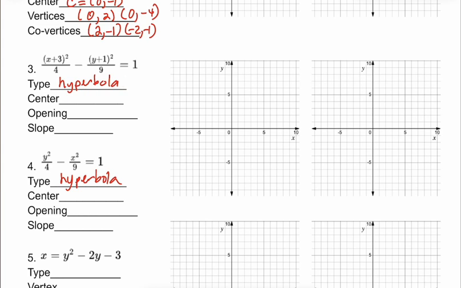Those are hyperbolas. The centers of both of those are very nice to do. Now let's start with number 3. The center is the opposite of what we see with the x, the opposite of what we see with the y. This is the x, this is the y. That's how I get -3 and -1.